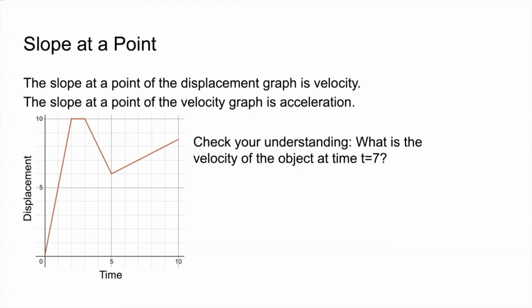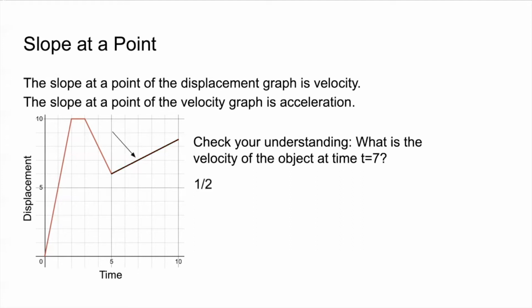So you can usually determine information about the other two graphs by having just one graph. So first, we have slope at a point. The slope at a point of the displacement graph is velocity, and the slope at a point of the velocity graph is acceleration. So we have the same graph here. To check your understanding, what is the velocity of the object at time t equals 7? The solution will come in 3, 2, 1.